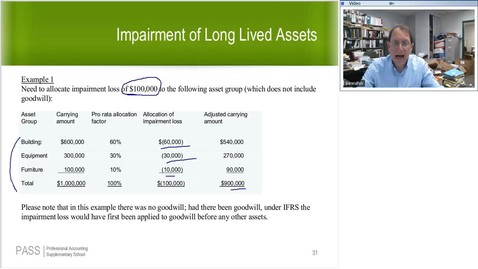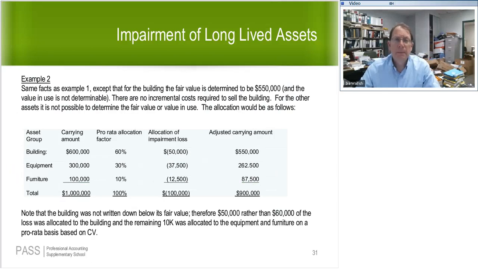But what happens in this example? What if I take the fair value of the building and I say it's only 550? Everything else is the same. Carrying value is all the same. The pro rata, all the same. I want to allocate 60% times 100,000 write down. So I want to allocate 60,000 to the carrying amount, but I can't. Because if I do that, 600 minus 60 is 540. But the fair value is 550. So I'm restricted to writing it down by 50,000. So my carrying amount is 550.